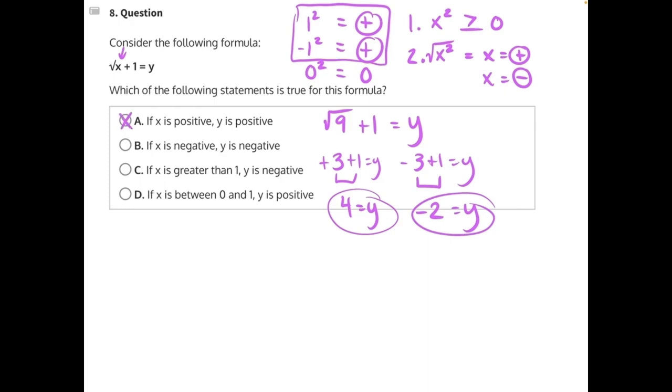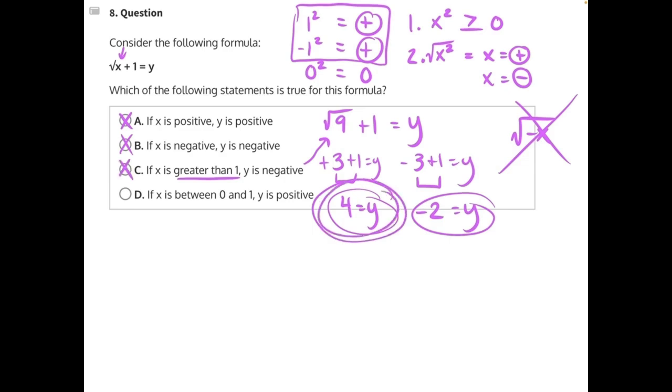B says if x is negative, y is negative. X in this case can never be negative because there is no way to take the square root of a negative number. That does not exist. It's not possible in math. Therefore, B is incorrect. C, if x is greater than 1, y is positive, or excuse me, y is negative. Because of what we just did for answer choice A, I plugged in a number for x that is greater than 1. 9 is greater than 1. Y turned out to be negative, but it also turned out to be positive, so C is also incorrect.